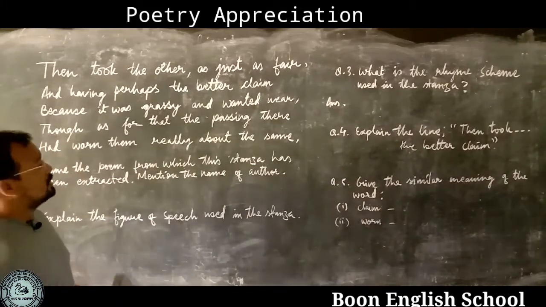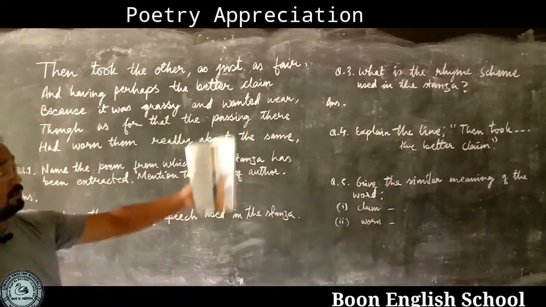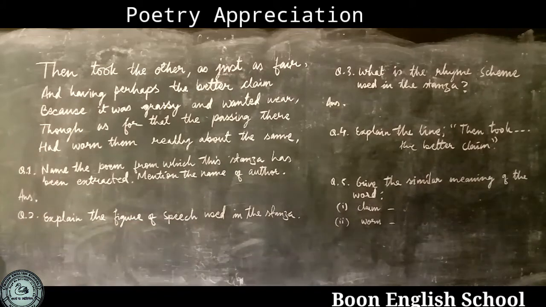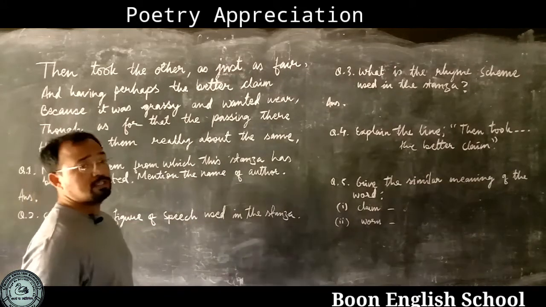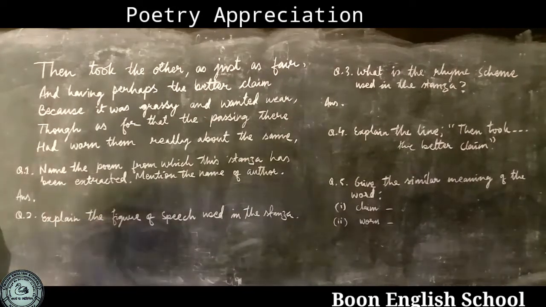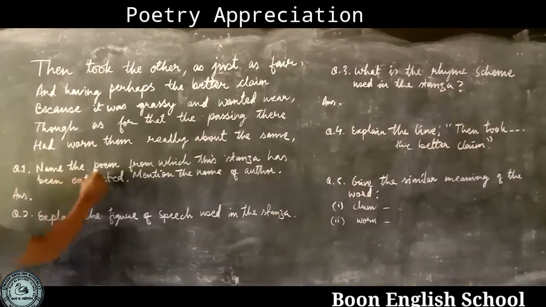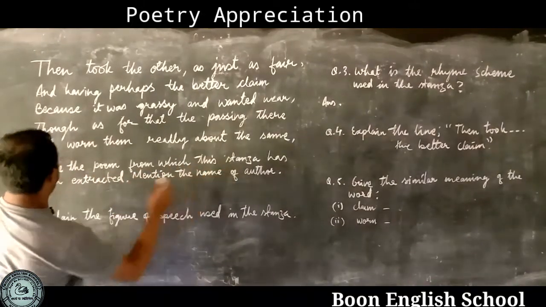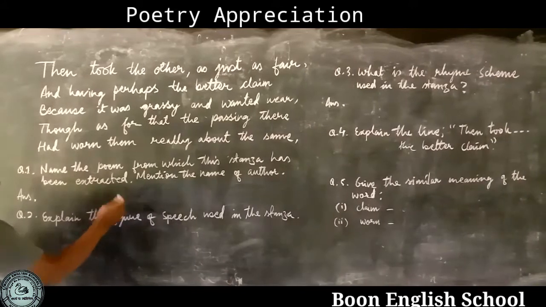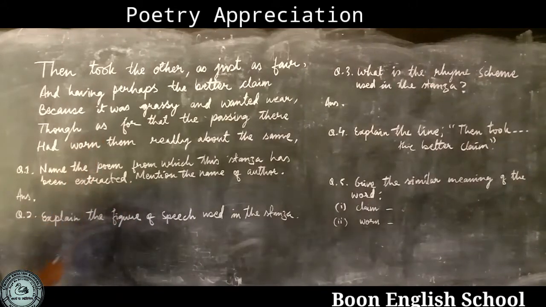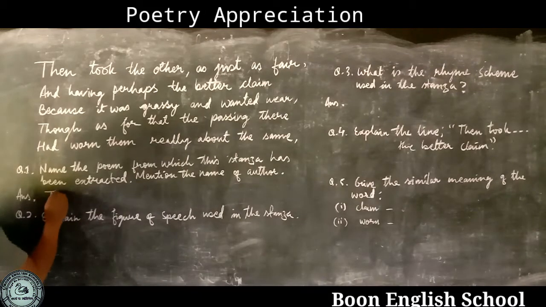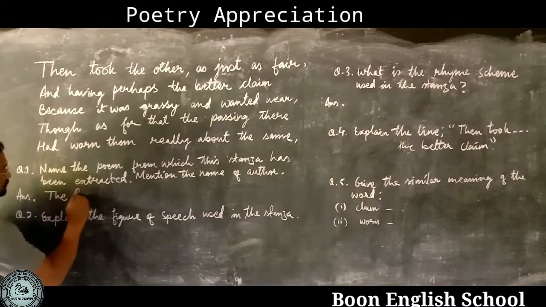With this stanza you will get this kind of question. I am going to read them one by one and teach you how to solve such questions from such a stanza if you get them in the examinations. The first question is, name the poem from which this stanza has been extracted. Extract means taken out. Can you name which poem this stanza is from? This is from the poem called The Road Not Taken, which I have taught you recently.